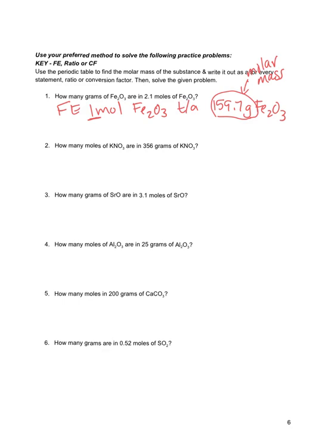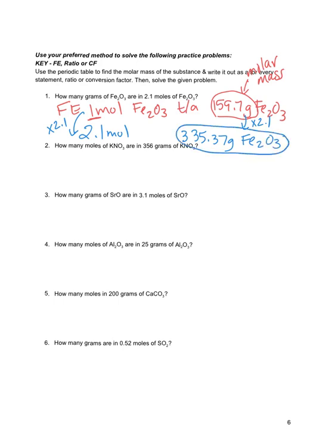Now I'm going to look at the problem, and the problem tells me there are 2.1 moles of Fe2O3. So to go from 1 to 2.1, I multiply by 2.1, I multiply this by 2.1, and I get 335.37 grams of Fe2O3 for that one. So that's how I go about solving these. Let me go ahead and do the next one.